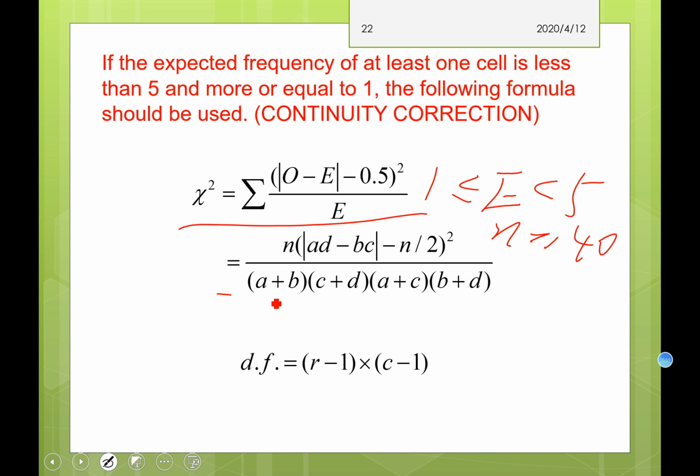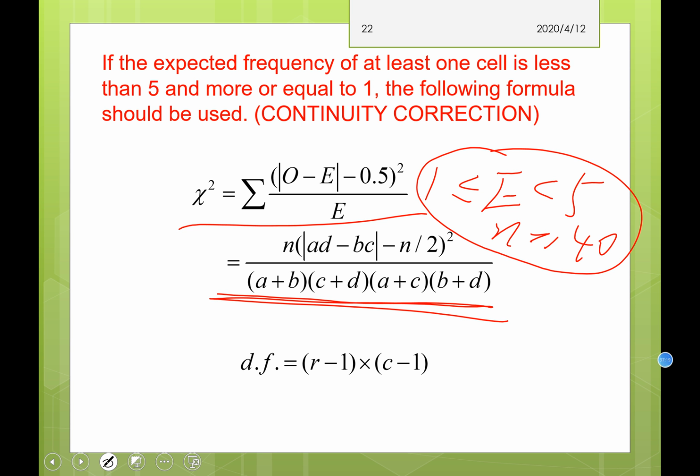So it's the same in the new formula. When the precondition is not satisfied, we need to correct the new formula. So that means the new formula has the same preconditions. When E for a cell is less than 5 and more than or equal to 1, and n is bigger than or equal to 40, we can use the corrected new formula.